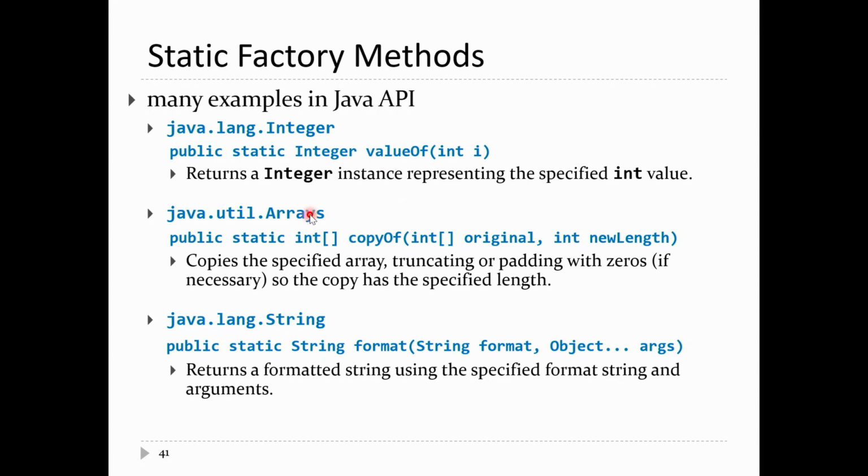Arrays has a whole bunch of methods that will compute new arrays for you. So copyOf will copy an array for you: it takes in an original array and gives you back a copy of that array, and so on and so forth. If you spend any time looking at the classes in the standard library, you will encounter a bunch of static factory methods. And so that's all we need to say about static features in a class for the time being. We might come back to this when we talk about inheritance.